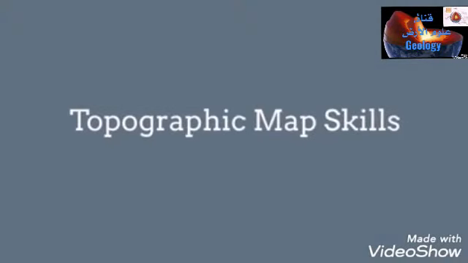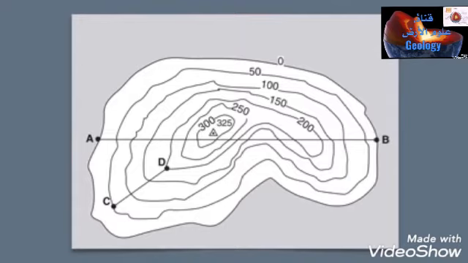Topographic map skills. So what exactly is a topographic map? Well, here's one. You see, a topographic map is different from a regular map in that it doesn't just show the outline of a landmass, but rather it shows the three-dimensional shape of a landmass. So you can visualize things like hills and valleys and cliffs, rivers, etc.